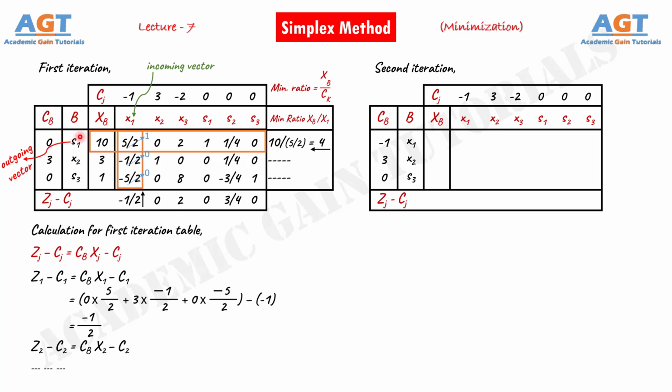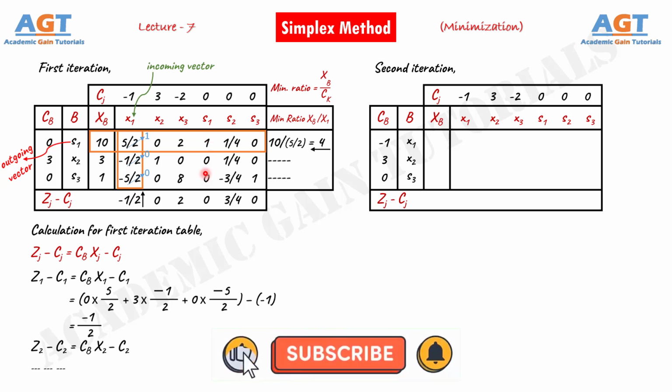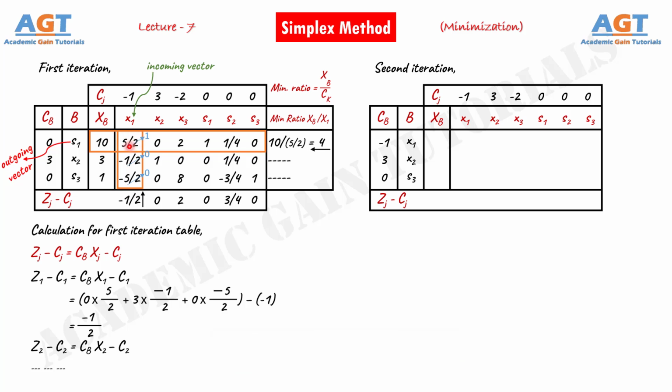Because, if we check here, s1 was the outgoing vector. In the s1 column here we had 1, 0, and 0. In the second table, incoming vector x1 will take the place of outgoing vector s1. So, we have to ensure that the value of x1 column will be 1, 0, and 0, just like the old s1 column. So, at first, if we multiply this row r1 with 2 by 5, then this key element will be converted to 1.